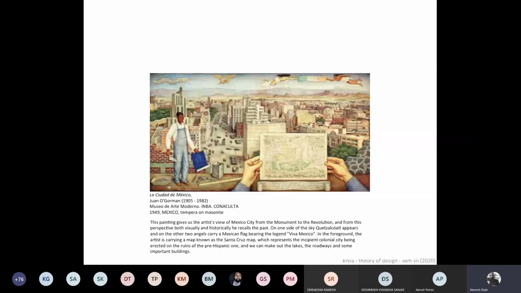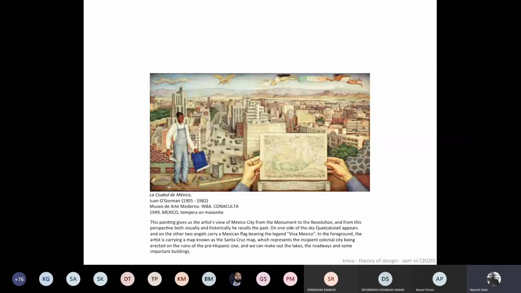This is Juan O'Gorman, one of the most important architects and painters and artists working in Mexico, and he changed drastically. I'll show you a little bit of that. How he went from a very functionalist architect to a painter, and he left architecture behind. He stopped practicing as an architect by the time he does this mural. So before that, he didn't.